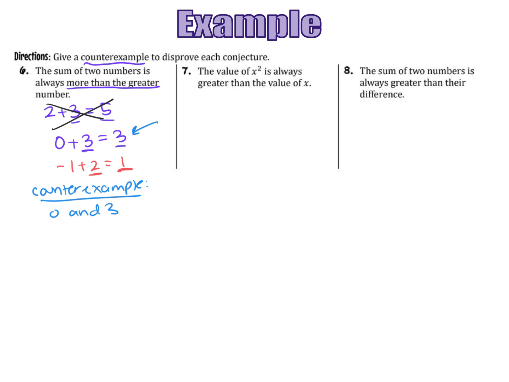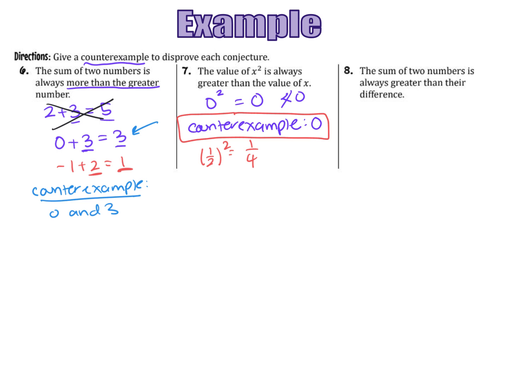All right, hopefully you had time to look at these. Number 7 says the value of x squared is always greater than the value of x. My first thought is what happens if I square 0? I get 0, and 0 is not greater than 0. So a counterexample on number 7 would be 0, since 0 squared is not greater than 0. Another counterexample, again, we don't have to list more than one, but if I square a fraction, that fraction actually gets smaller as long as the value of the fraction is somewhere between 0 and 1. But we just need one counterexample, and 0 is a great counterexample here.